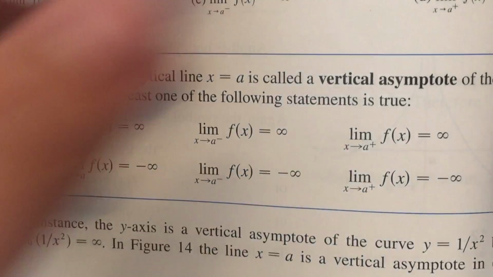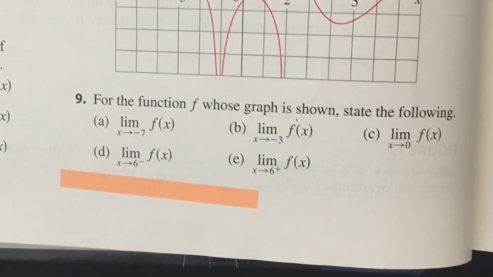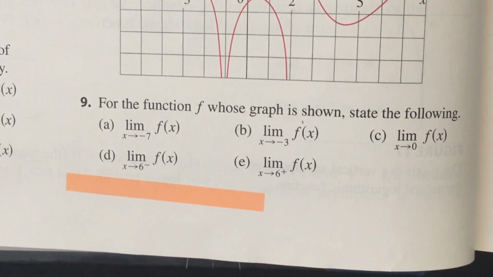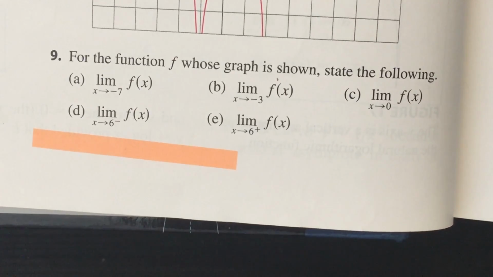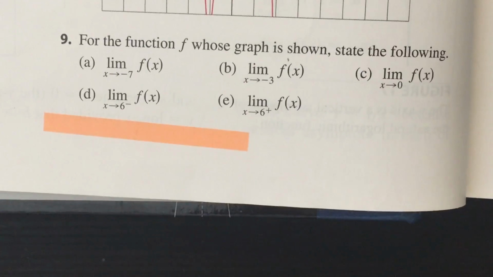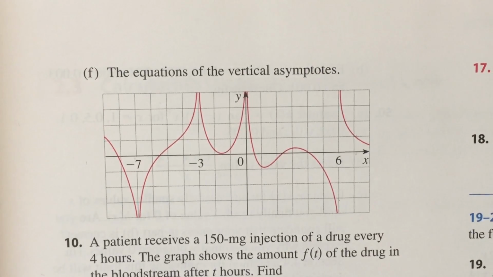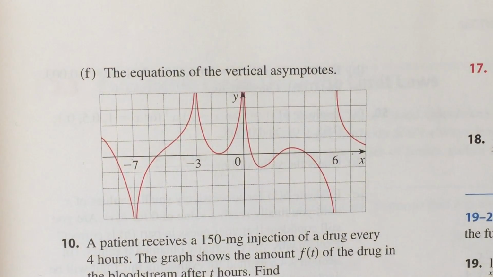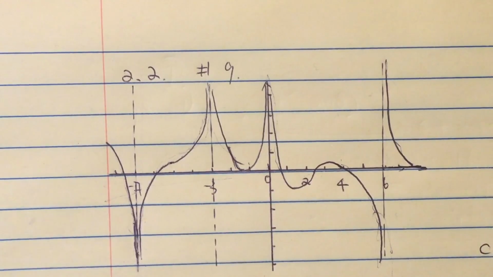So let's actually do some examples. Example on page 92, number 9. For the function f whose graph is shown, state the following. And here is the graph of the function. Actually, I copied down the question and I already did them, so I'll just explain how we can do this. Okay, so here's the graph.